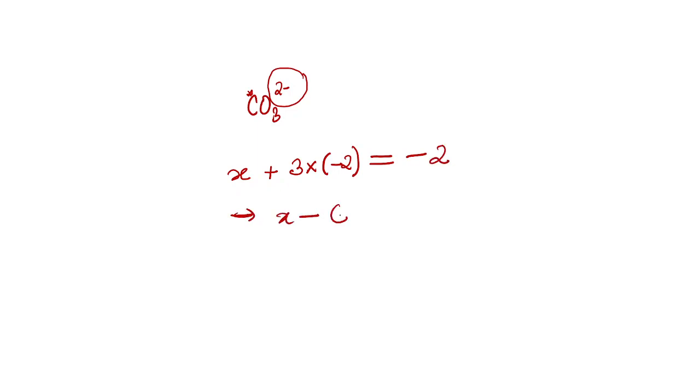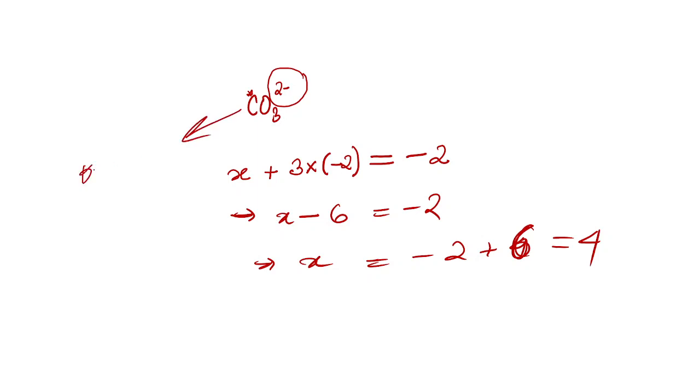X minus 6 is equal to -2, so x will be equal to -2 plus 6, which is equal to 4. So here the oxidation state of carbon is plus 4. Now once again I am going to tell you about disproportionation reaction, and then I'll be ending it here.